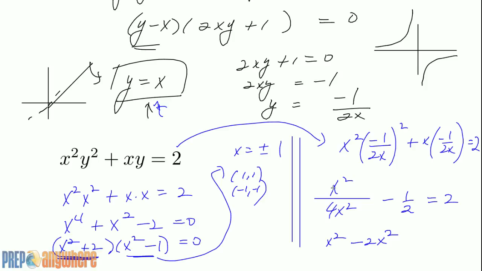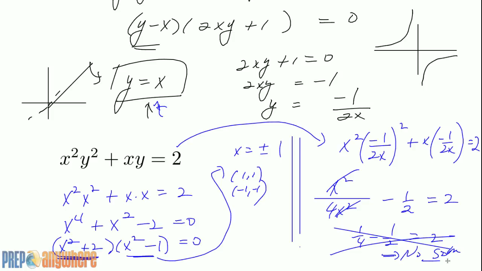Actually, you know what? I just realized I can reduce that. So we get this condition without any variables. We get 1 over 4 minus a half is 2, which is absolutely never true. So there's no solution from here, which means the only solution is what we found before. Okay, so at those 2 points, the tangent has a slope of -1.